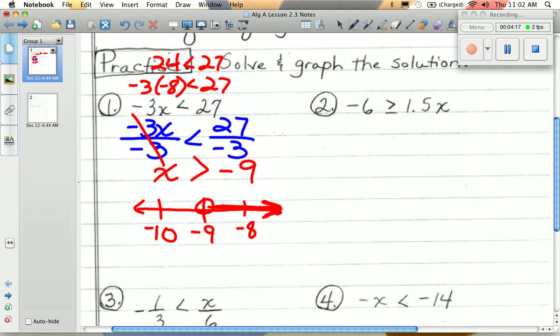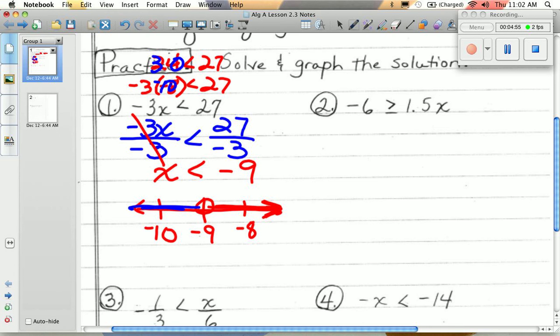What if we just said, it doesn't matter, we don't have to switch that symbol, and we didn't switch it, and we left it like it was. Which way would we shade then? Towards the negative 10. Then we would have shaded this way, wouldn't we have? And then we would have said negative 10 is the solution. So let's try negative 10 in there instead. What's negative 3 times negative 10? Positive 30. Is 30 less than 27? No, it's not. It would have made it false.